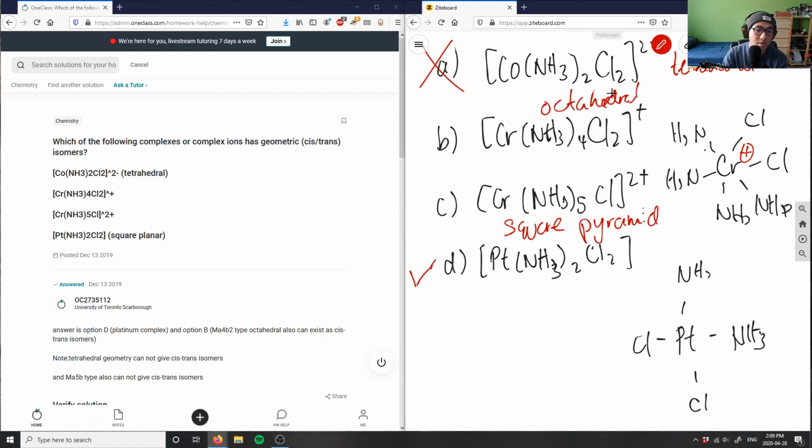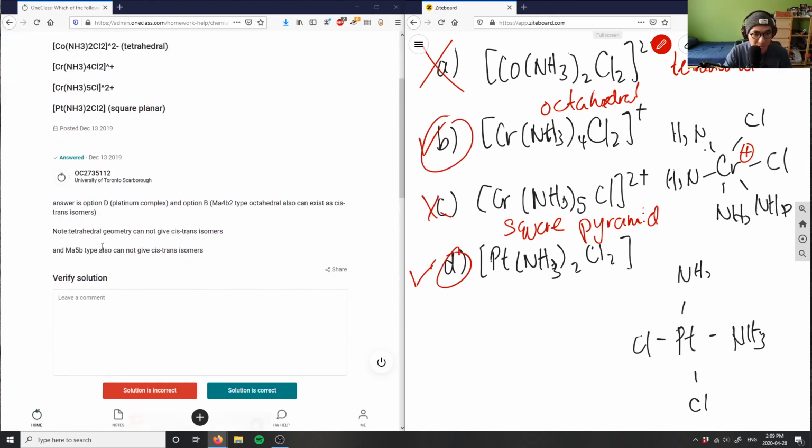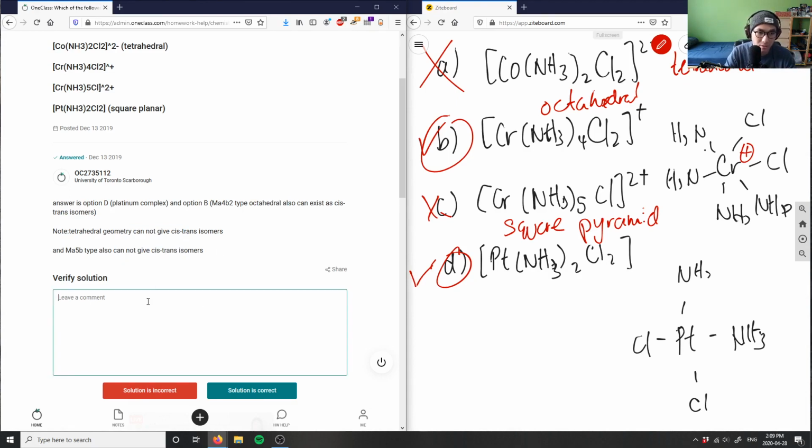Octahedrals can exist as cis and trans isomers, so that makes B a correct answer, and C, as a square pyramid, cannot give cis and trans isomers. So B and D are the correct answers, and they said here that's correct, right? Octahedral can exist, and the platinum complex as a square planar can also exist as a cis-trans isomer. Tetrahedral cannot, and a square pyramid cannot give cis-trans isomers.